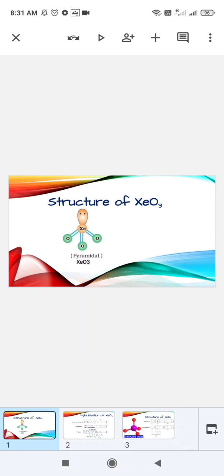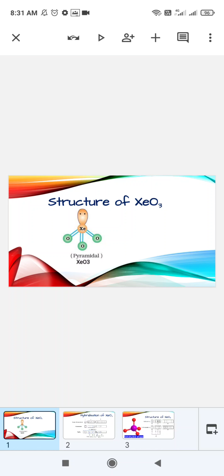Good morning, everybody. Today we will discuss the oxides of xenon. We know that most of the noble gases are inactive, but only xenon forms compounds with oxygen and fluorine, which are the most electronegative atoms. Today we will discuss the structure of xenon oxides, XeO3. We have two oxides of xenon, that is XeO3 and XeO4.